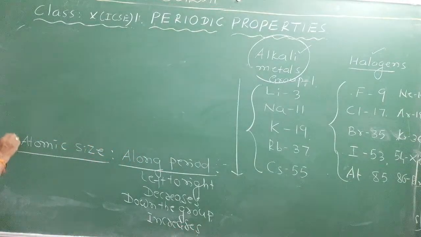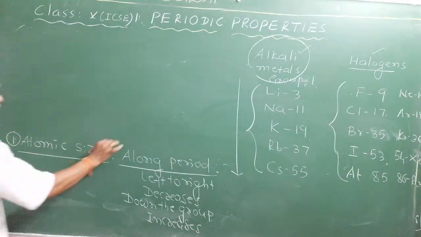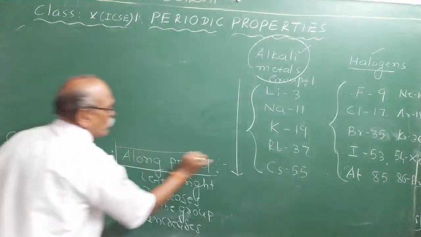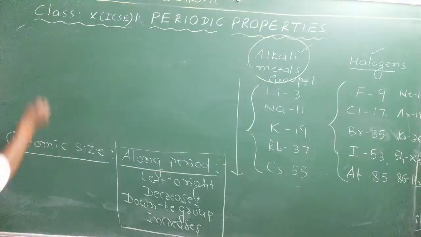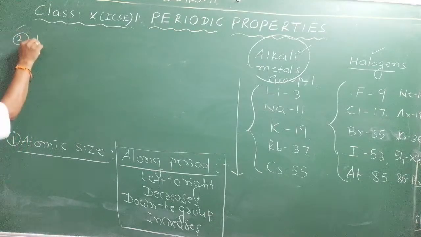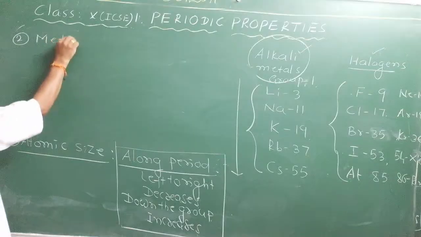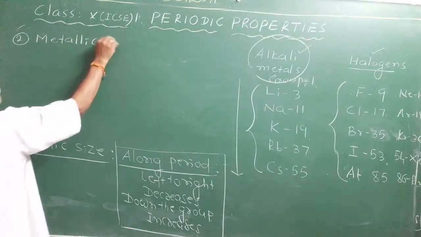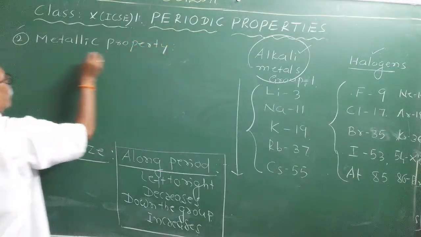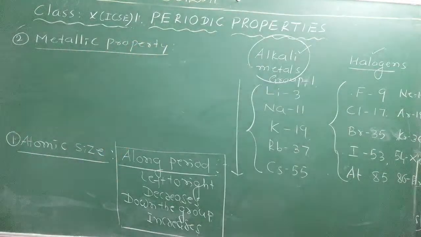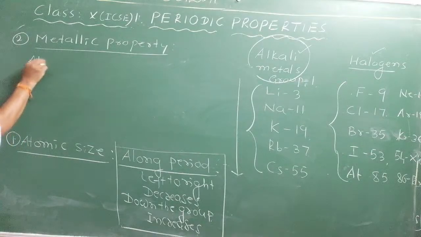First periodic property we studied. You must know what happens first and why it happens. Next we discussed in detail. Just keep it in your mind. The second thing is metallic property. Try to understand metallic property. If you go along the period, from left to right, first period, second period, third period, fourth period, just now I explained. Metallic property along the period.